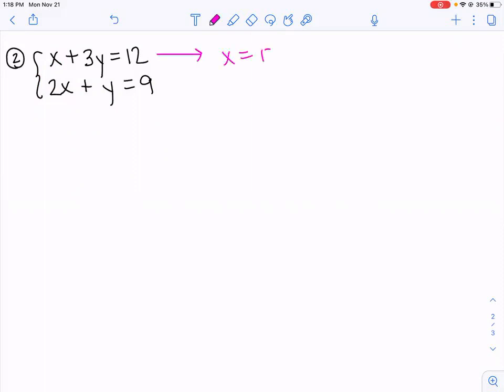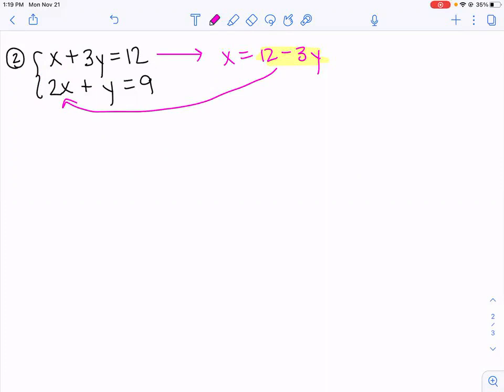x equals 12 minus 3y. And so we're going to take that and we're going to plug it in for x in the other one. People, if you plug it into the same one, you're going to get some funky things happening. Don't do that. Plug it into the other one.